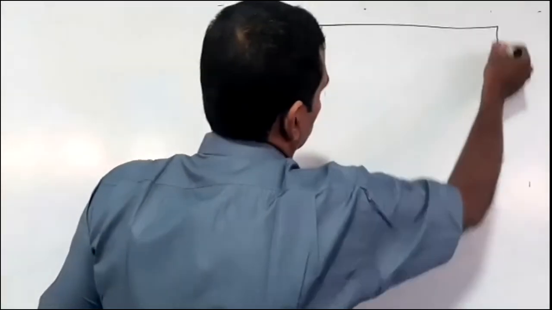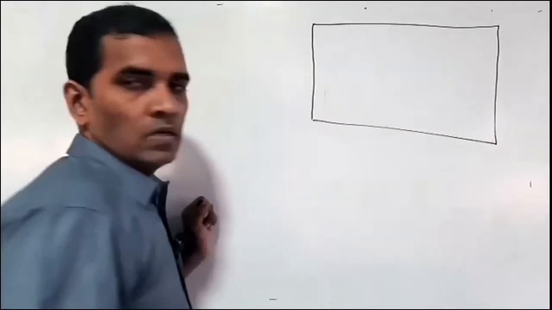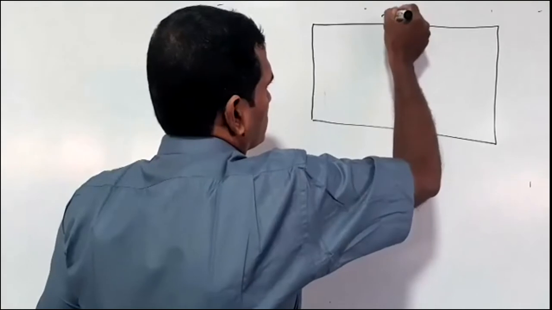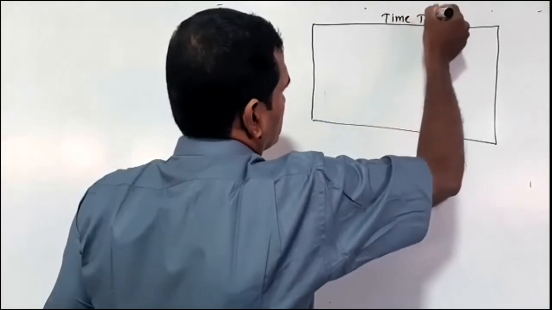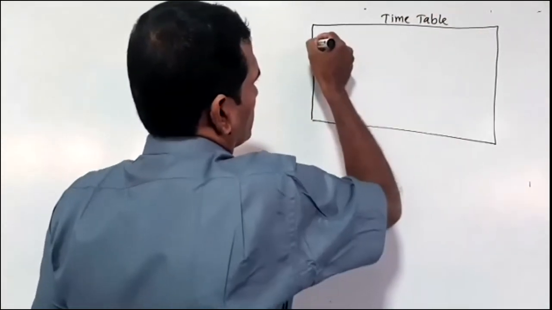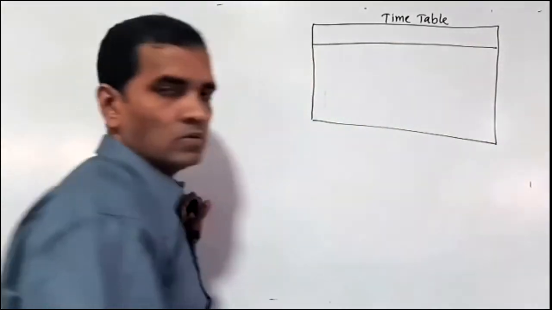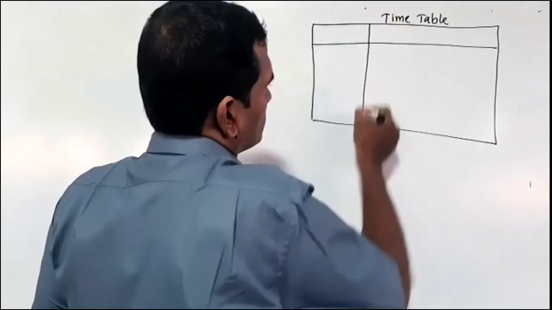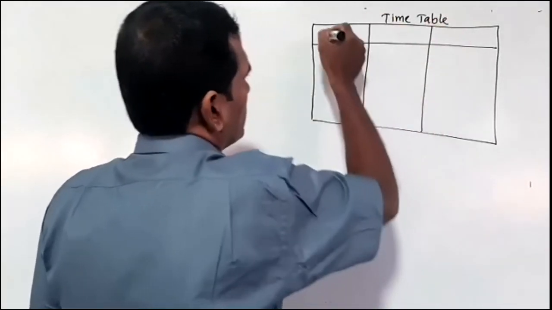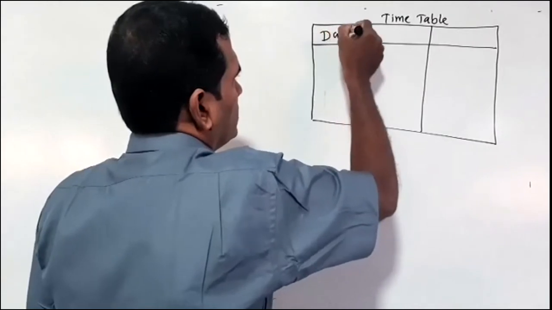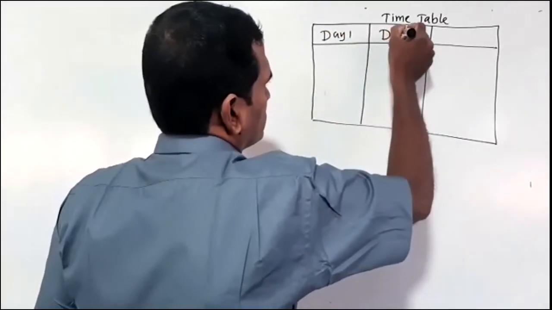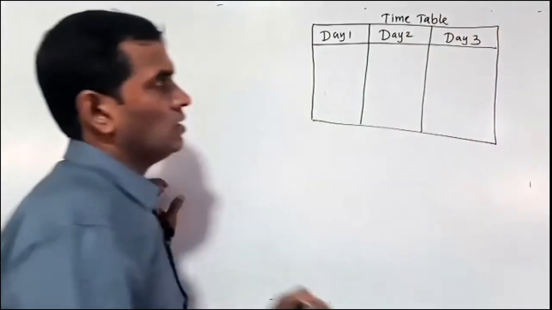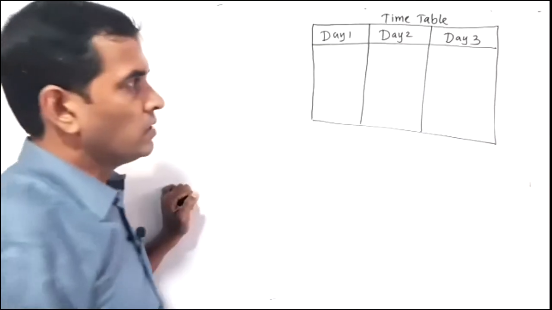This is the table. So of course there is a caption. Let's say timetable. Okay, in the first row we have 3 cells. This is day 1. Everything is a heading, right? Day 2, day 3. Okay, so this is the first row.